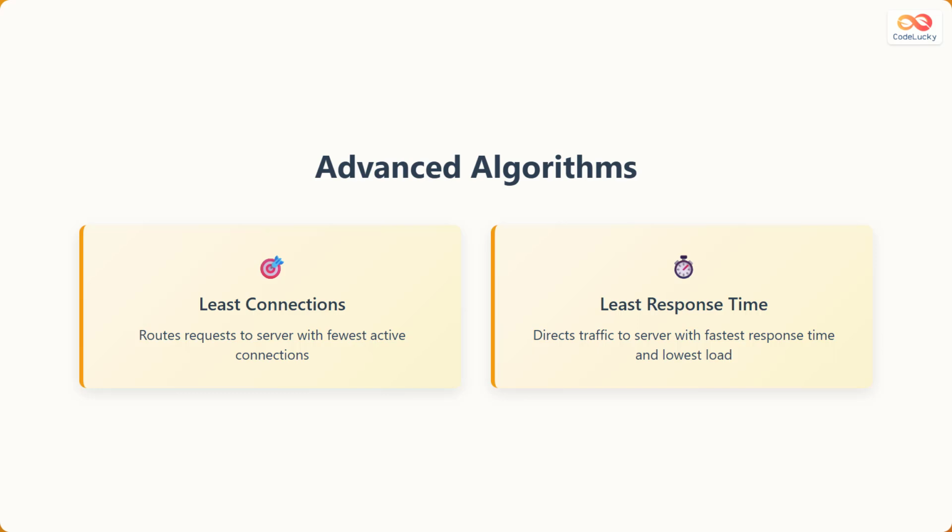Let's explore some more advanced load balancing algorithms. First is the least connections algorithm. This routes requests to the server with the fewest active connections at that moment. Then there is the least response time algorithm. This directs traffic to the server with the fastest response time and lowest load. So the best performing server gets the next request.